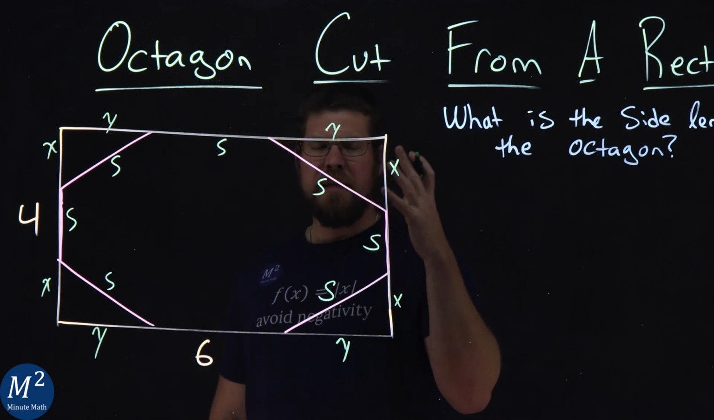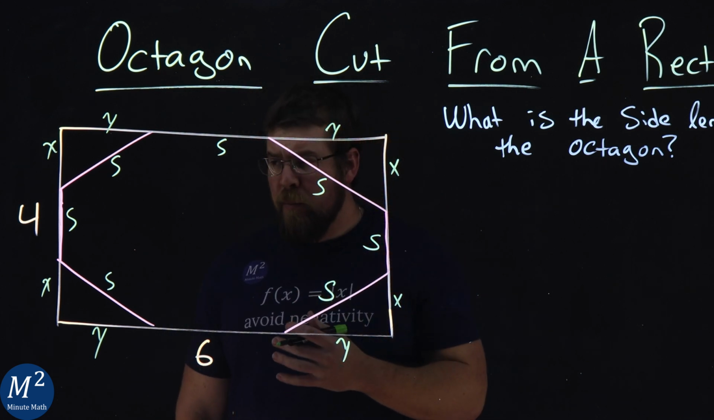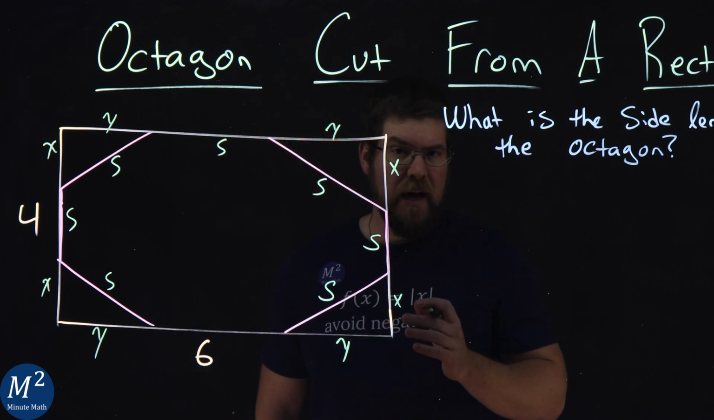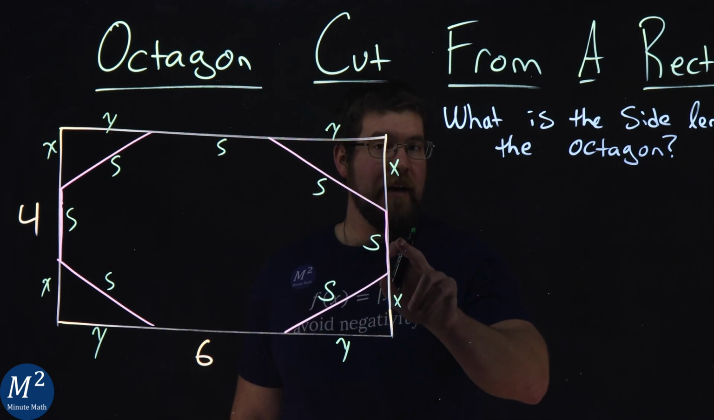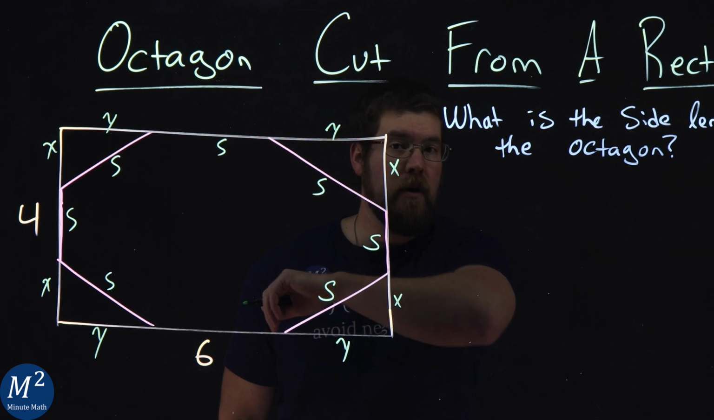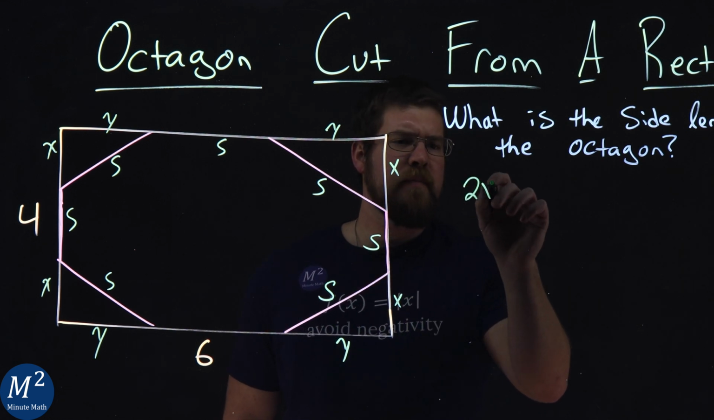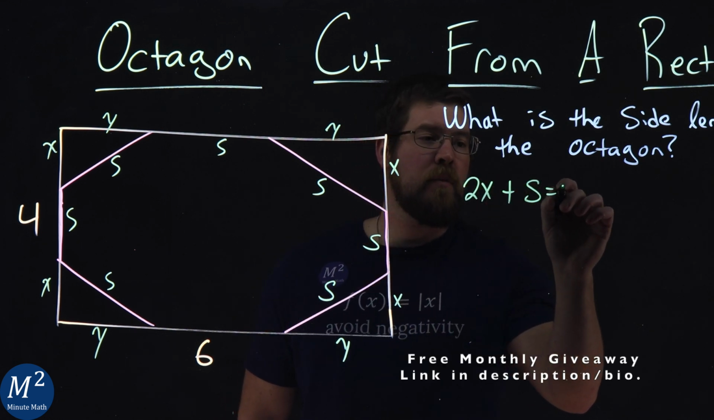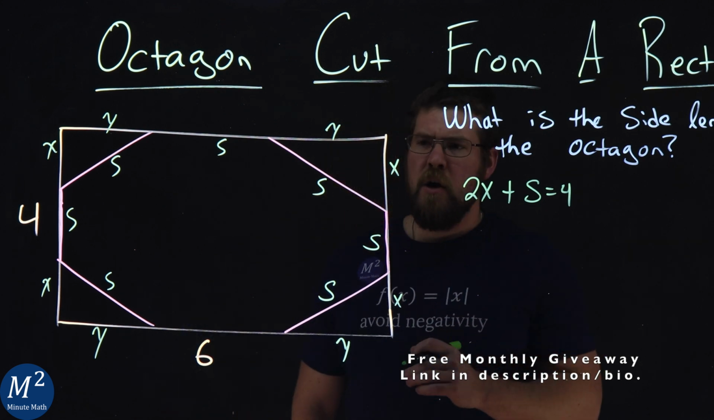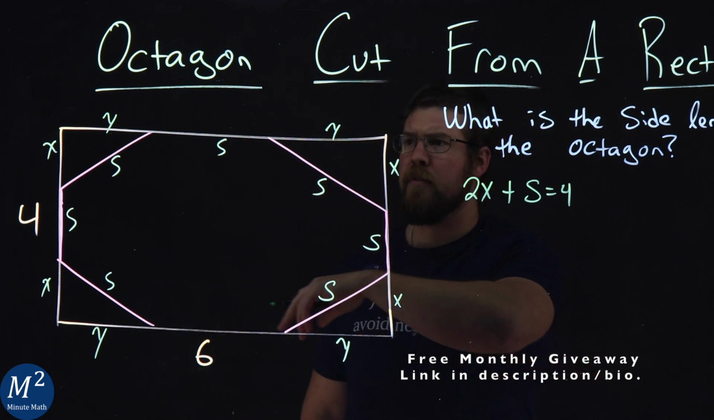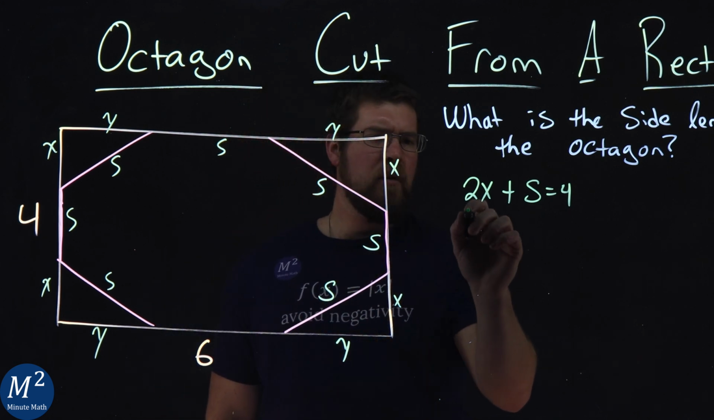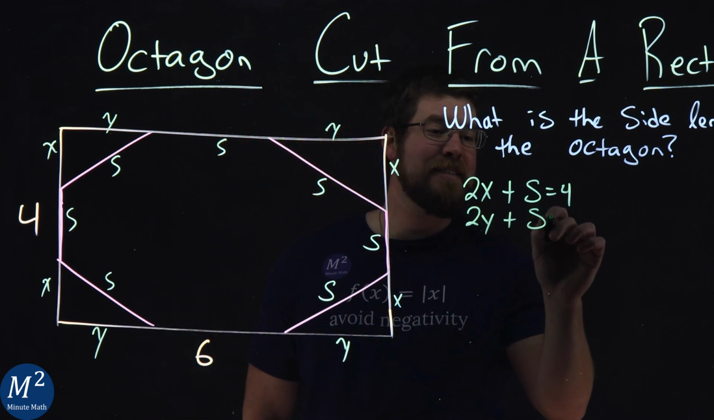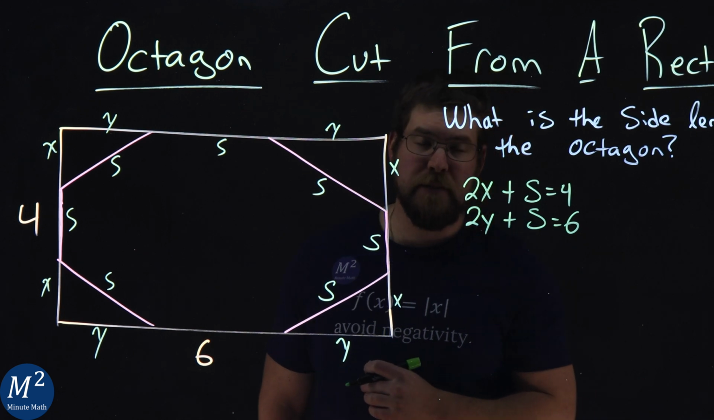We can make some equations from this. What do we know about our side lengths here? Well, an X plus an X plus an S has to equal the length of 4. So 2X plus S equals 4. What about our Y's? Same thing happens here. Y plus Y plus S equals 6. So 2Y plus S is equal to 6.